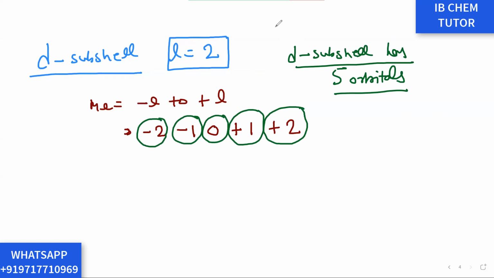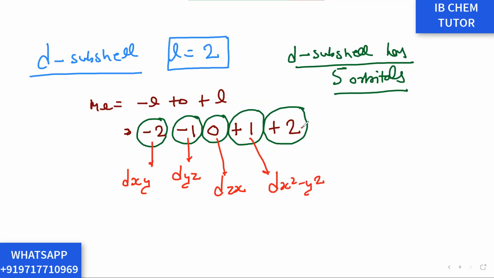Okay. We can also name these orbitals. For HL chemistry, you should know the names. For SL people, the names are not much important. So this is DXY, this is DYZ, this is DZX, this is DX square minus Y square, and this is DZ square. So how will you make the 5 orbitals? Like this. So these are the 5 orbitals.